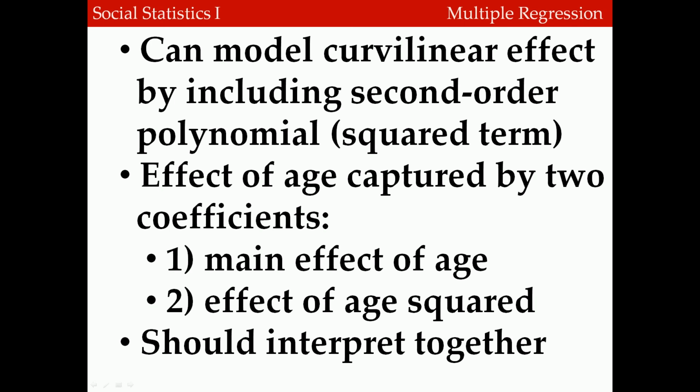And so we do that by adding something called a second-order polynomial, or a squared term. This literally is another variable in our model that's equal to the number of years that each respondent has squared. And so when we add that variable to our model and we add a slope parameter to it, the effect of age on education is going to be actually captured by two coefficients. The first will be the main effect of age, and the second will be the squared effect of age. And these two should be interpreted together.